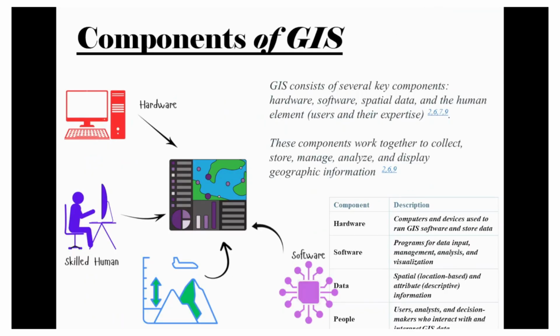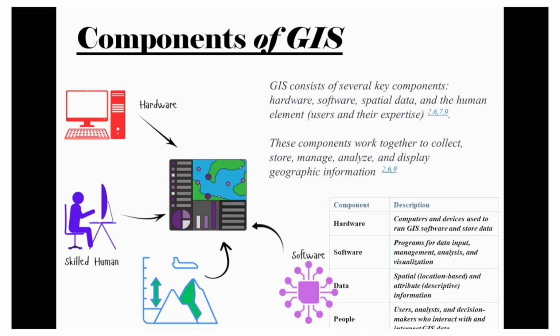Coming to the next, components of GIS. GIS is made up of four main components. First is the hardware, which includes computers and devices that run GIS softwares or that are used to collect GIS data. Second is the software, which are the programs used for data input, management, analysis, and visualization.